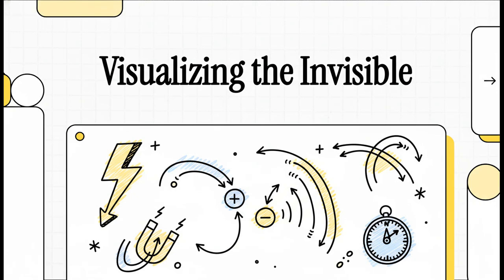How do you even begin to draw something you can't see? I mean, think about it. Forces like electricity are everywhere, shaping our world, but they're totally invisible. So how on earth are we supposed to visualize an electric field?